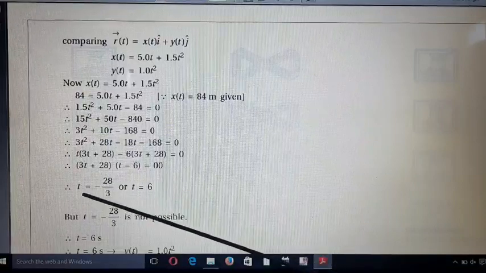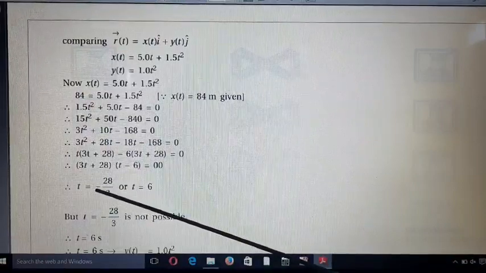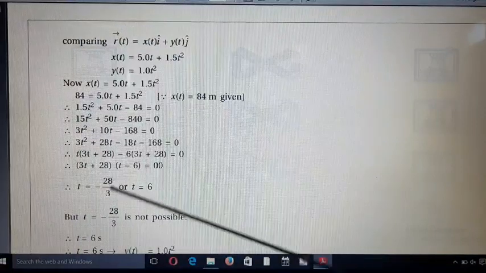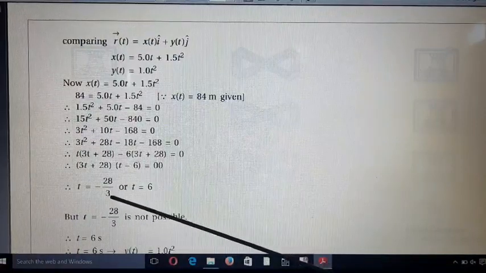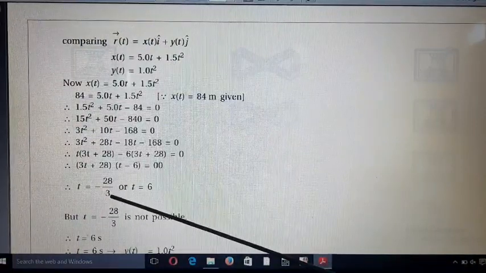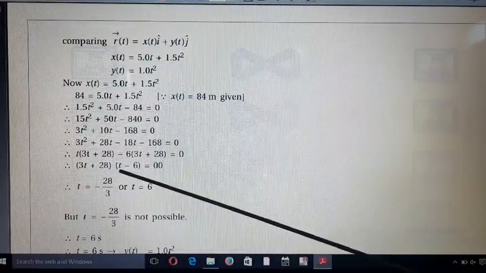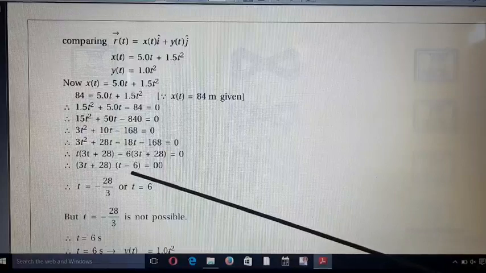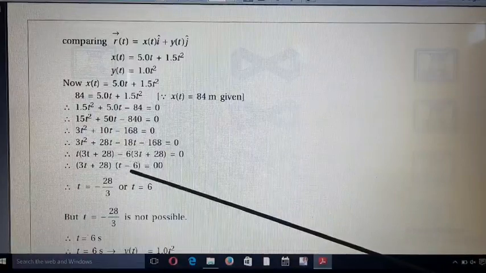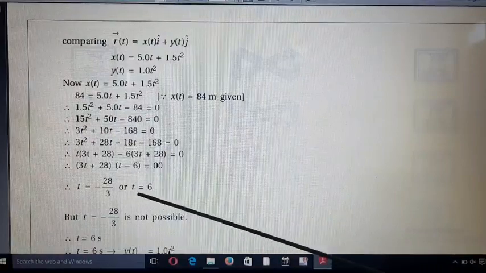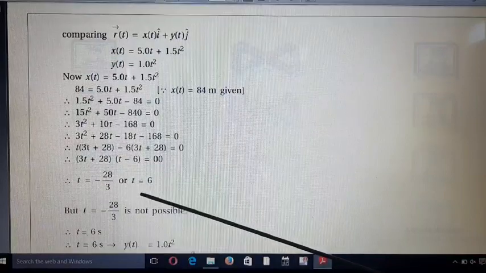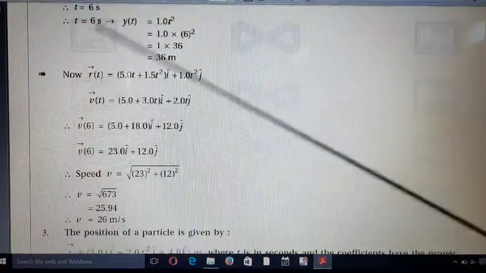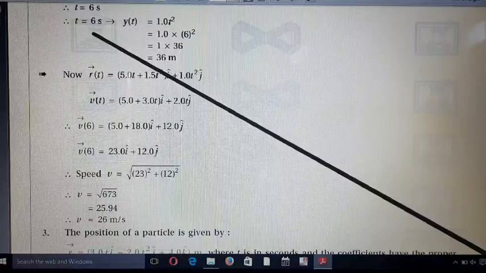But now we take t is equal to minus 28 upon 3. Time is negative. It is not possible. But in this term now we take t minus 6 is equal to 0. So this minus 6 is moved to the right hand side. So we get t is equal to 6. So friends, time is available. t is equal to 6 seconds.